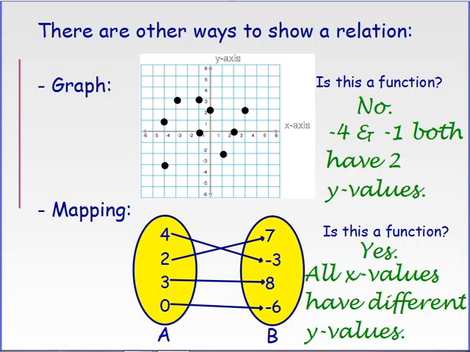Every arrow that goes from x to y represents an ordered pair. So from 4 to -3, that's the ordered pair 4, -3. This arrow that goes from 2 to 7 is the ordered pair 2, 7. So is this a function? Are all x values only assigned one y value? The answer for this one is yes. What you want to watch out for is if you have more than one arrow coming off of any x value.